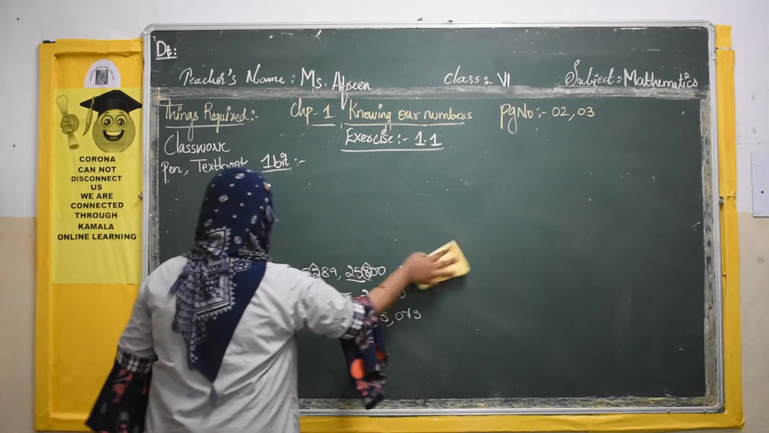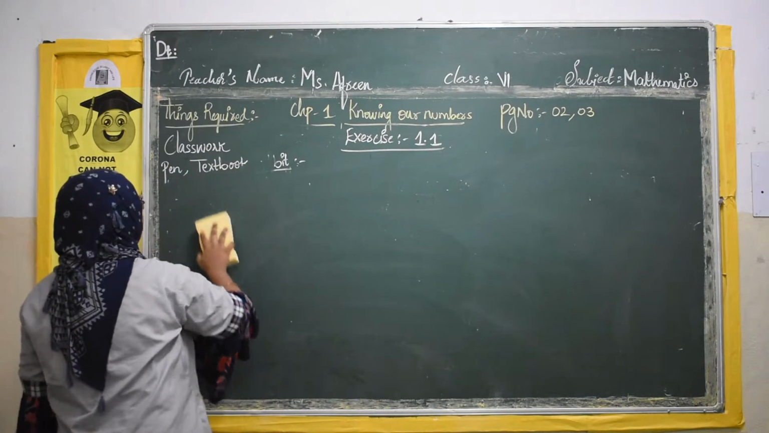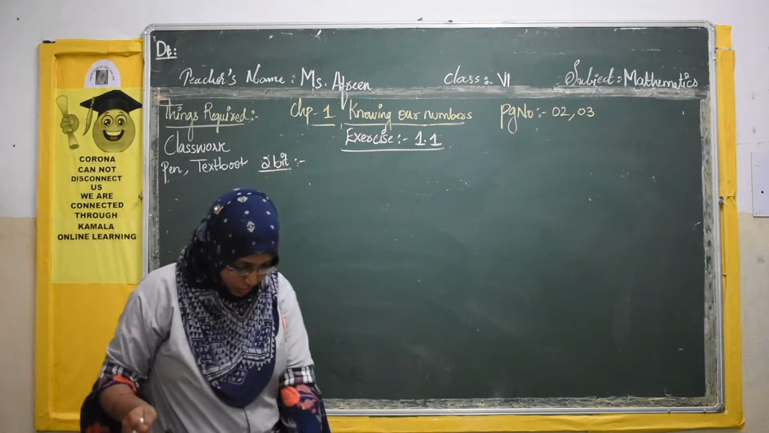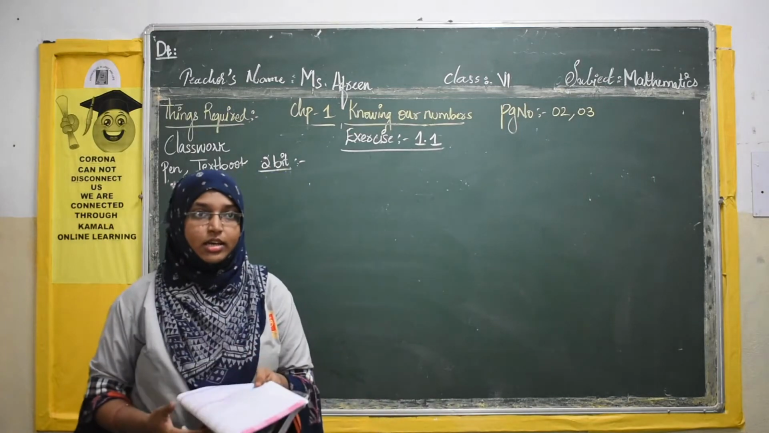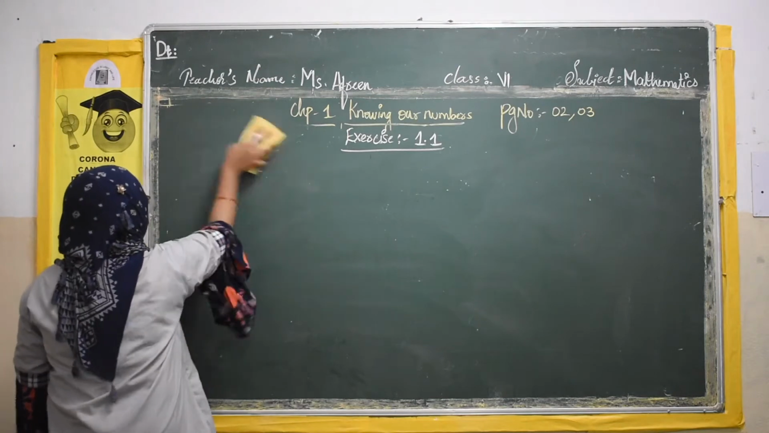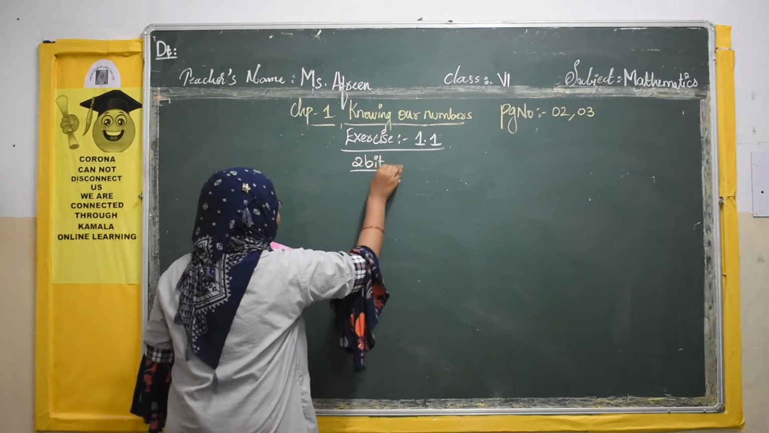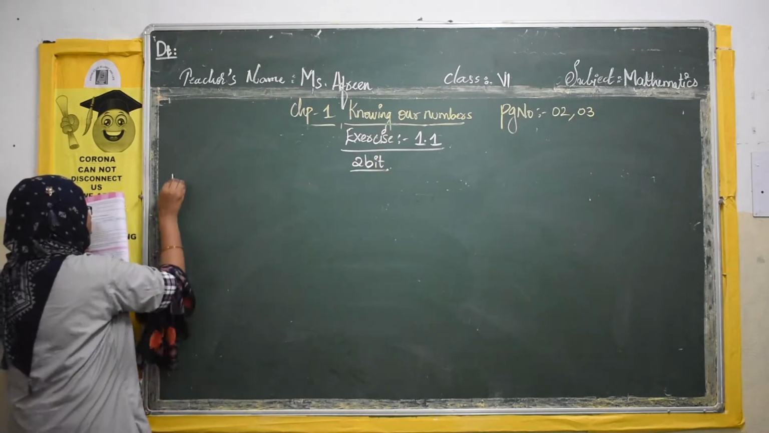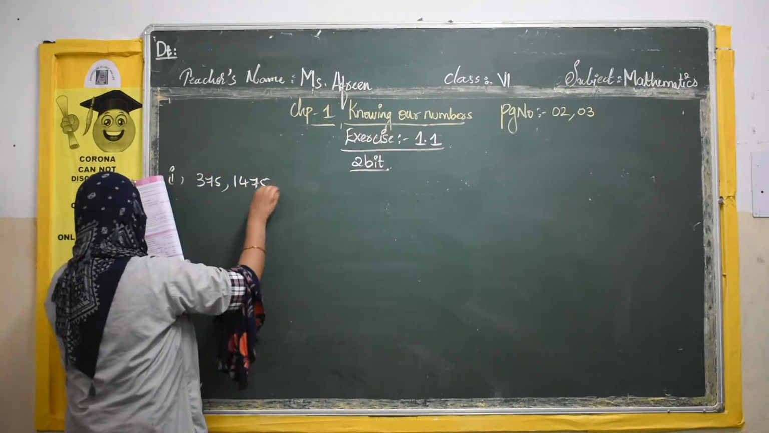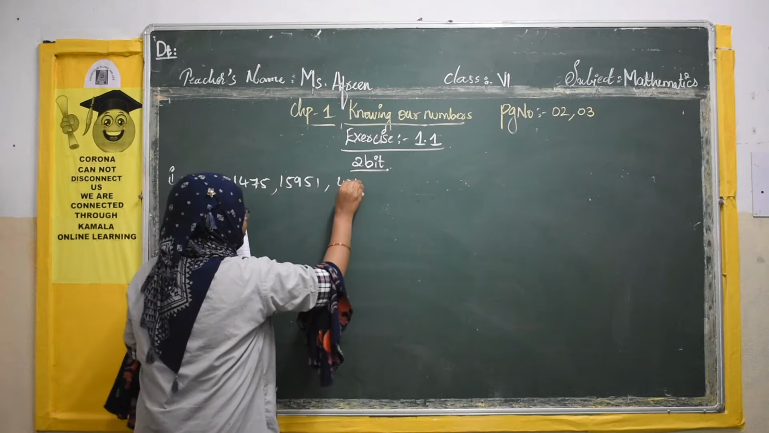Now moving to the next bit. See what is the second bit. Write the numbers in ascending order. The numbers are 375, 1475, 15951, 4712.